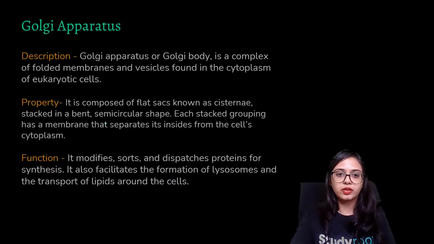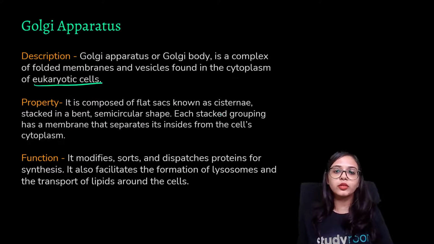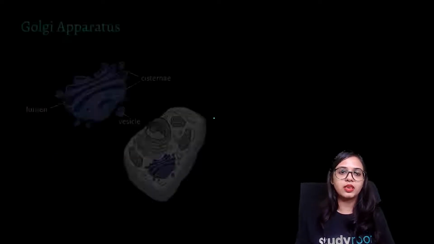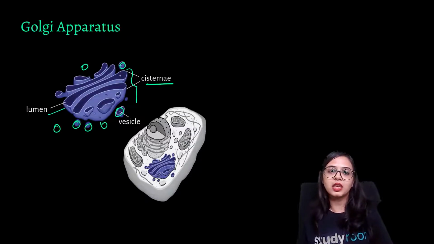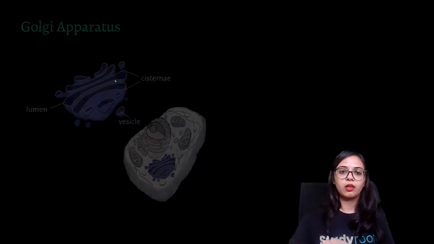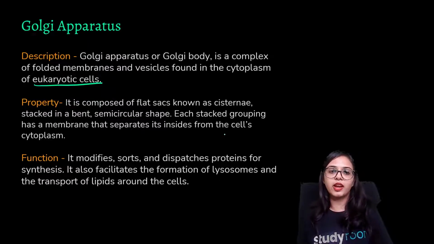So all this makes up the Golgi apparatus. The Golgi apparatus or Golgi body is a complex of folded membranes and vesicles found in the cytoplasm of eukaryotic cells. Remember this. It is composed of flat sacs known as cisternae, stacked in a bent semicircular shape. As you can see here, it may not be exactly semicircular, but if you observe this arch over here, it looks like a semicircular shape. Each stacked grouping has a membrane that separates its inside from the cell cytoplasm. So this is a membrane-bound organelle.